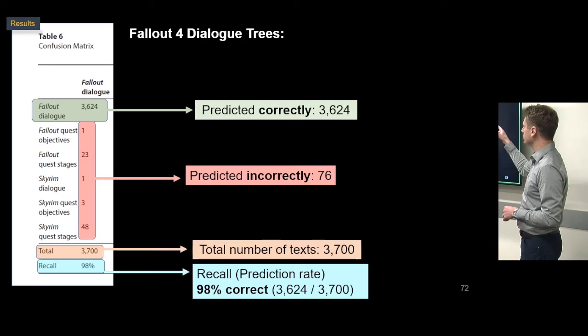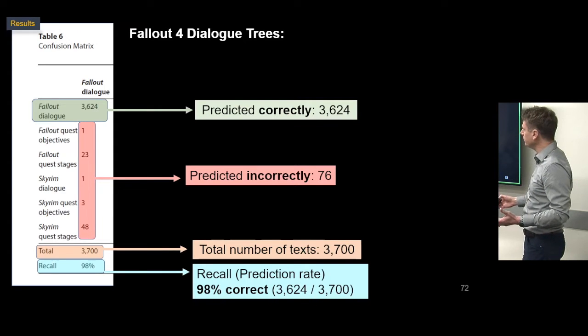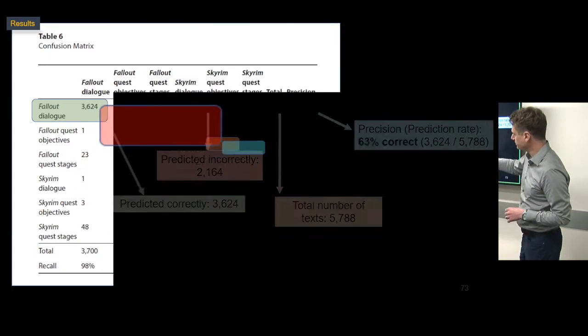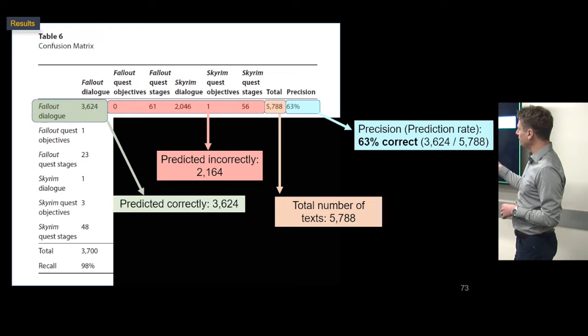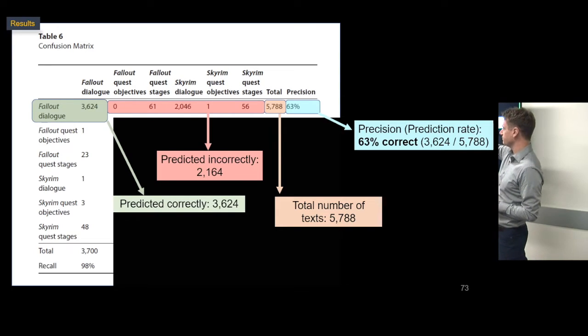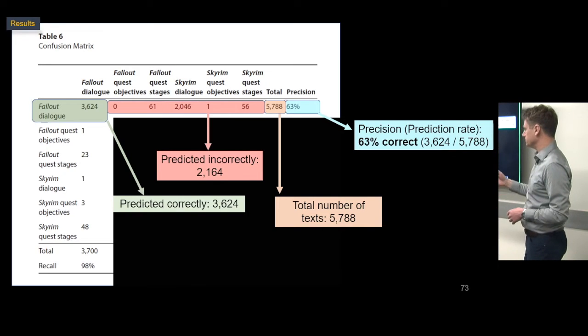So it correctly predicted 3,600 out of 3,700. That seems pretty good, but that's called the recall rate. But if we look at precision, it also predicted 2,000 of Skyrim's dialogue to also belong to Fallout. So actually, it's really not that great, about 63% precision.